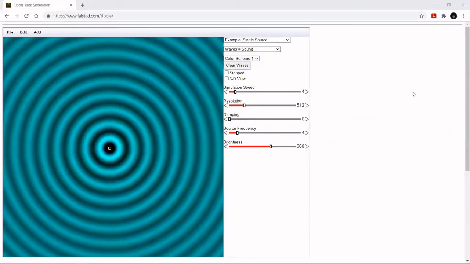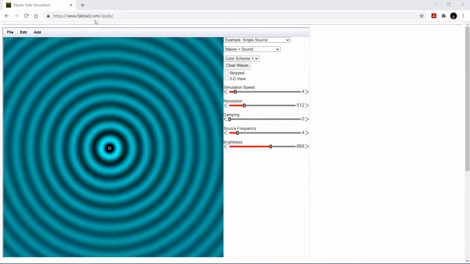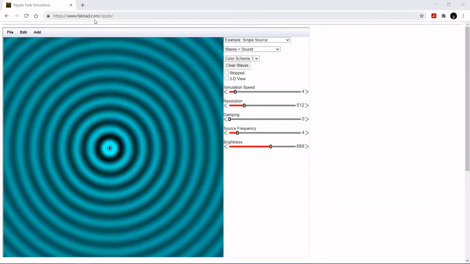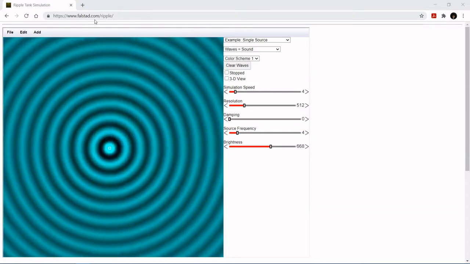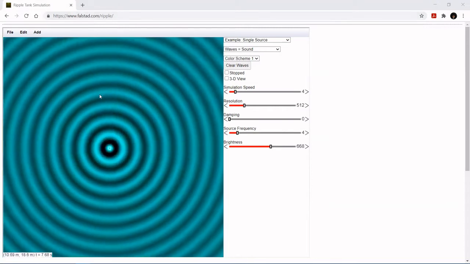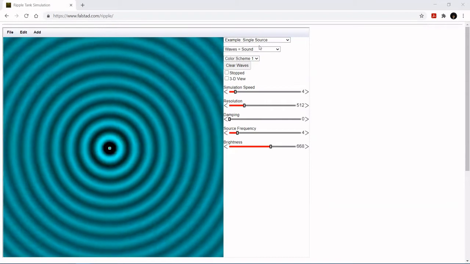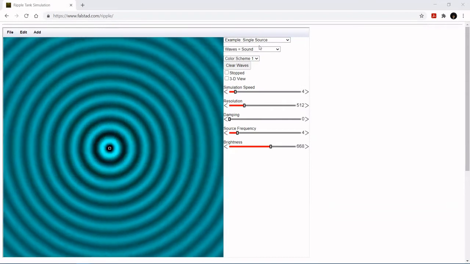Hello again, 3C students. Fallstad.com is one of my favorite websites for physics simulations. I'm very fond of this website. We will be using this several times this semester. Starting right now, here's a nice visualization of a single source of what looks like sinusoidal waves.